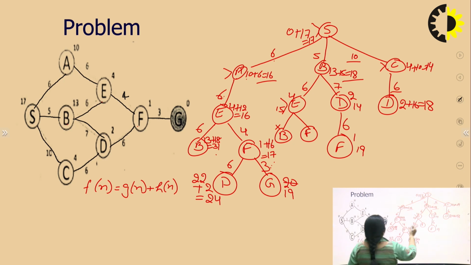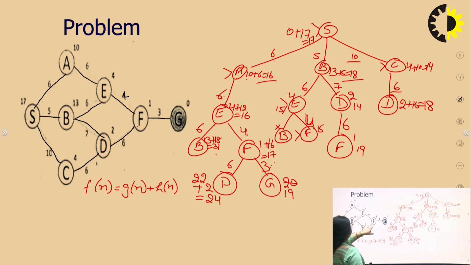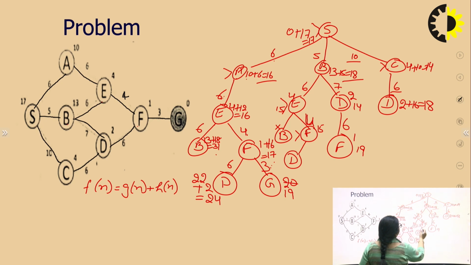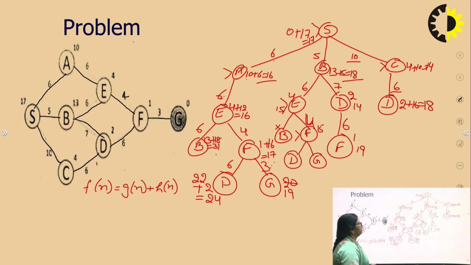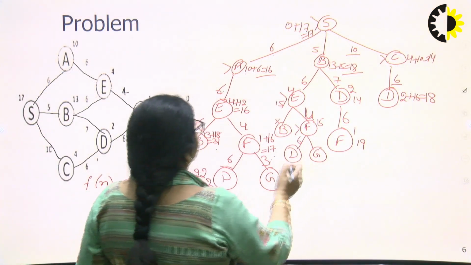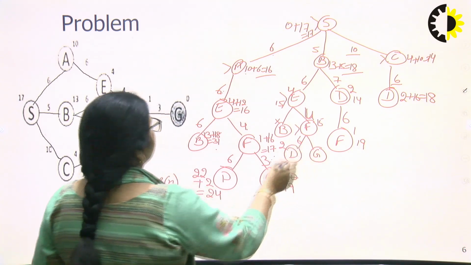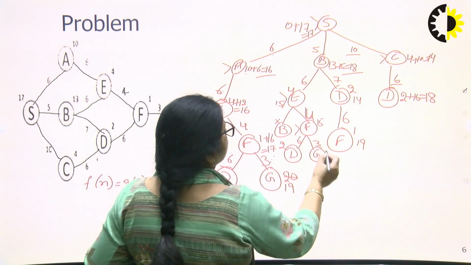For F, we are having E to F, 4, and F value is 1. So what will be the evaluation function value of F? That will be 5 plus 6, 11 plus 4, 15. Again, F is the minimum one. So now we'll consider this F. Now what are the F values? Here from F I am having neighbors D and G. From F to D you are having 6 and D cost is 2. From F to G we are having 3 and the cost is 0.